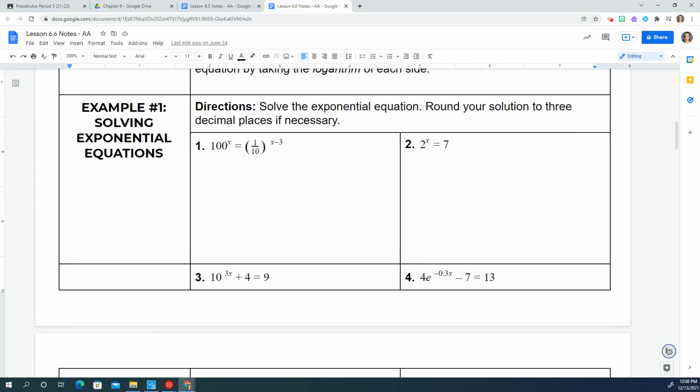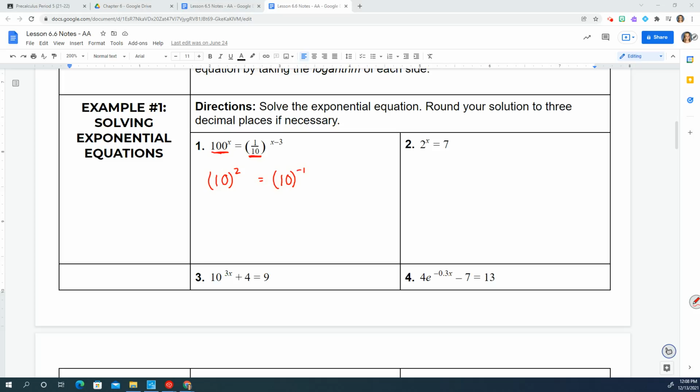If you have something like this, 100 to the power of x equals 1/10 to the power of x minus 3, with x's on both sides, it's going to be one where you can rewrite both bases using a common base. Think of the number 100 and 1/10. I could rewrite both of those with a base of 10. 100 is 10 squared, and 1/10 is 10 to the negative first.